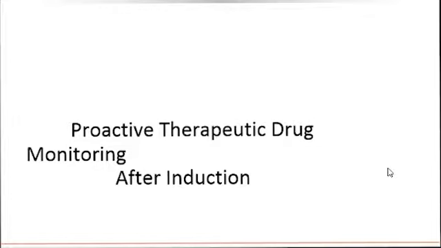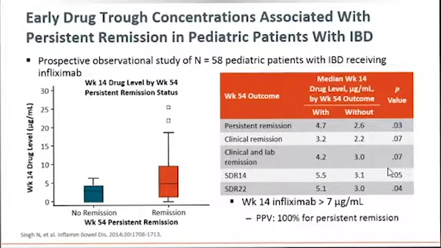What about proactive drug monitoring after induction? This is a new thing we are talking about. Actually, if you have a drug level above the threshold at week 14, you have a high chance of persistent remission, almost 100%.